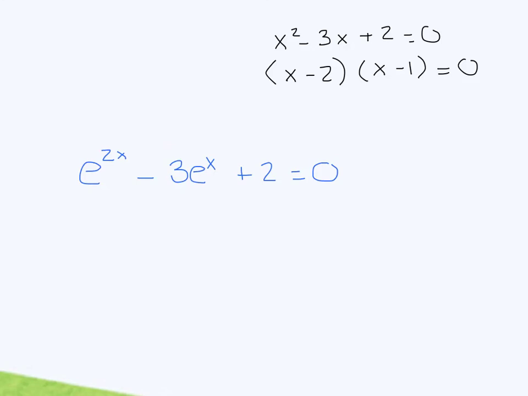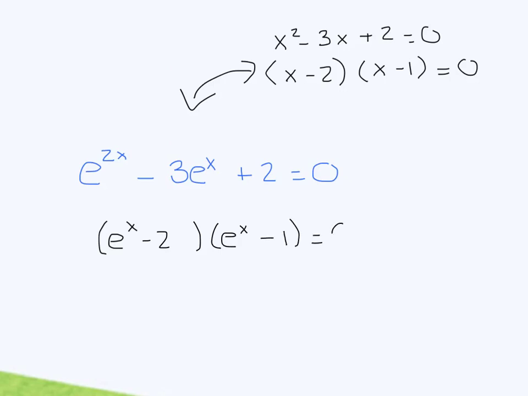So I want you to think about it in the same terms. The only difference is that I have e. So instead of writing x, I'm going to write e, and I'm going to keep the exponent with x. So e to the power of x, because that's where our variable is. And then I have minus 2, e to the power of x minus 1 equals 0. Now I have binomials that I can set equal to 0 and solve. So I have e to the power of x minus 2 equals 0, and e to the power of x minus 1 equals 0.